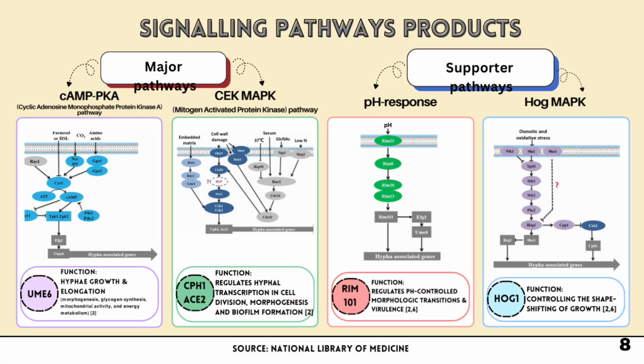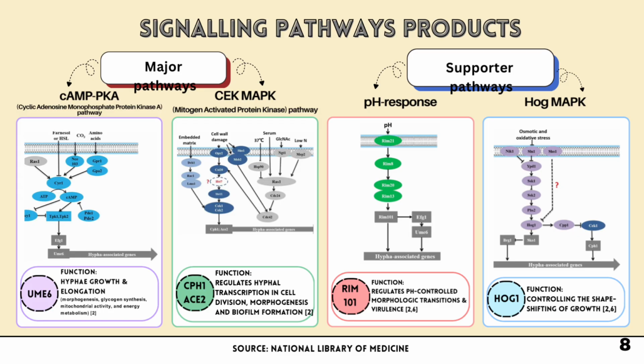Moving to the signaling pathway products, there are 2 types of pathways. The first one, major pathways, and the second one, supporter pathways. Let's have a look at the major pathways first. In major pathways, there are cAMP-PKA pathways and also CEK-MAPK pathways involved. Let's have a look at the cAMP-PKA pathway first. The end product of this pathway is UME6, which functions in hyphae growth and elongation, specifically for morphogenesis, glycogen synthesis, mitochondrial activity, and also energy metabolism.